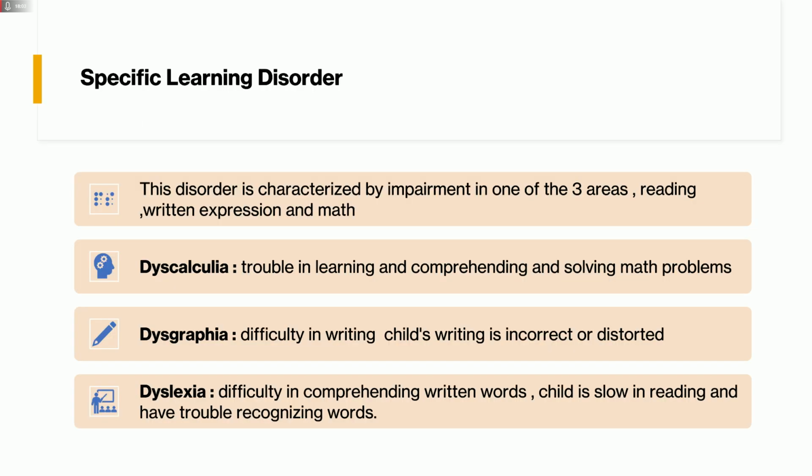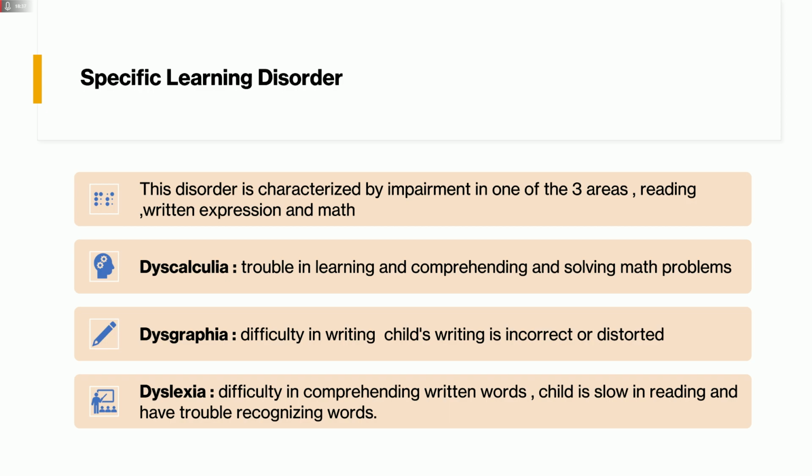Now we come to specific learning disorder. This disorder is characterized by impairment in one of three areas: written expression, such as writing and understanding what is written; math, solving and understanding math problems; and reading. Dyscalculia is trouble in learning, comprehending and solving math problems. This is what we call dyscalculia.